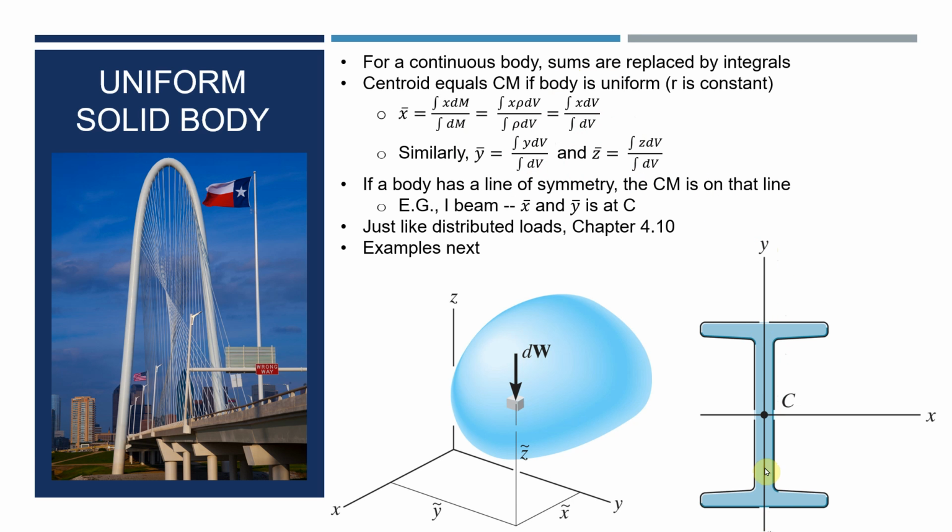If a body has a line of symmetry, and this body has two lines of symmetry, the center of mass is on that line. So the right side is a mirror image of the left. That means the center of mass has to be on the y-axis. The top side is a mirror image of the bottom, which means the center of mass has to be on the x-axis, or right at this point. These are just like the distributed loads that we dealt with in chapters 4 and 7. Okay, let's go on to the next slide.